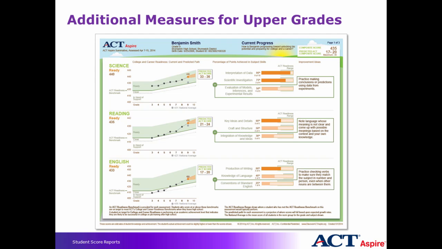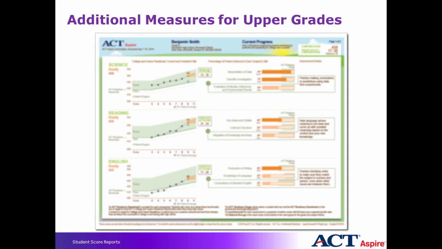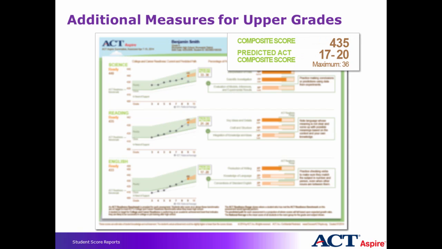Grade 8, 9, and 10 students will receive some additional information on their current progress report that is not included on Benjamin's 5th grade report. If you are in grades 8, 9, or 10, you will receive an ACT Aspire composite score if you tested in all 4 of these subjects: English, Math, Reading, and Science. This score shows your average overall performance across subjects.